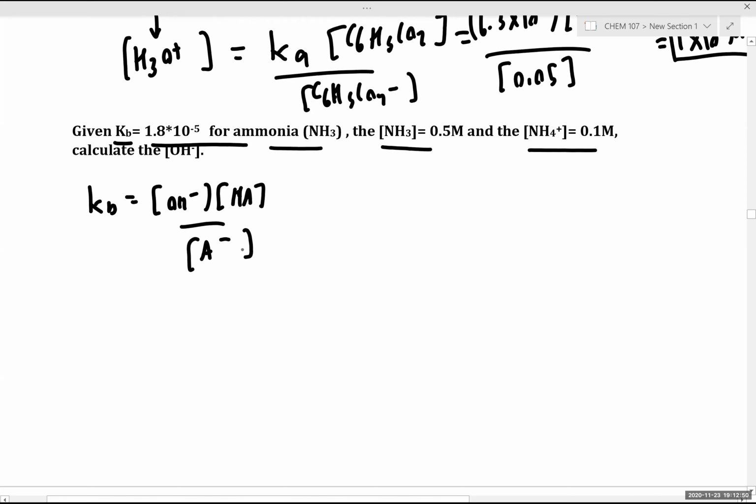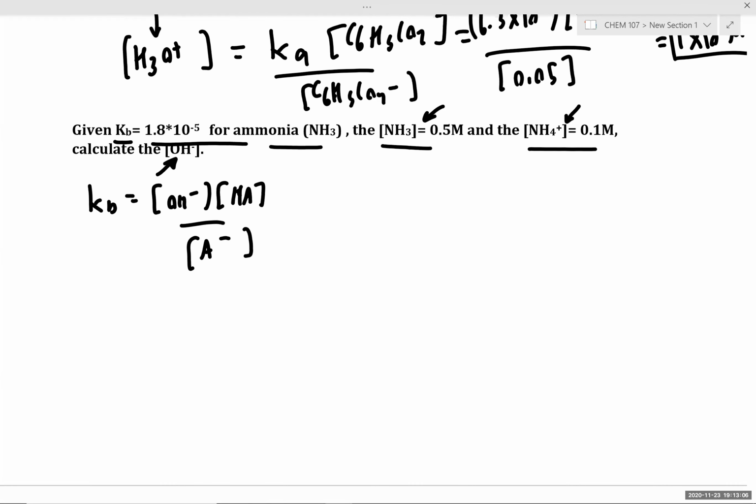I'd like us to try to take this equation, given these values for ammonia, and calculate the concentration of hydroxide. So you've seen an example for Ka, and I'd like you to try now to solve this example for Kb. We're given Kb, we're given some concentrations. Let's solve and figure out how much hydroxide we have in solution. Let's work on this example for about 3 minutes, and then we'll discuss as a group.